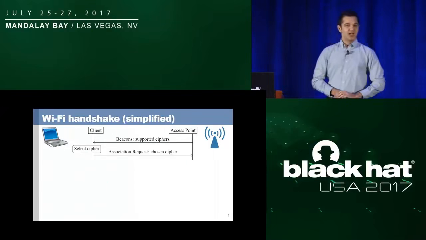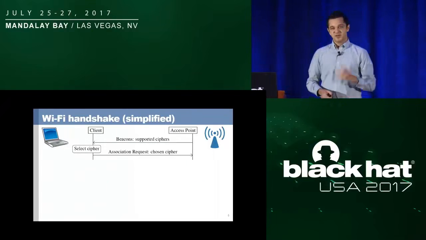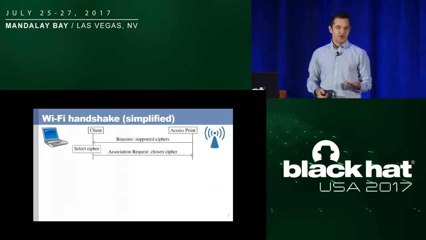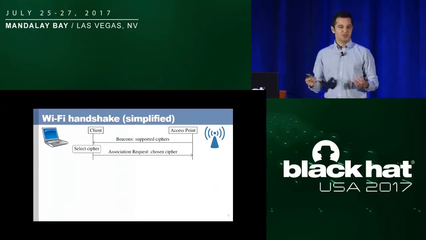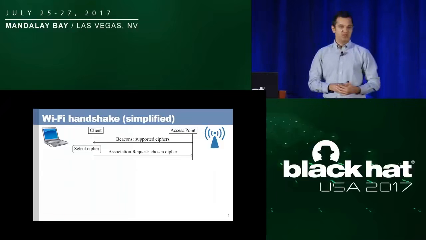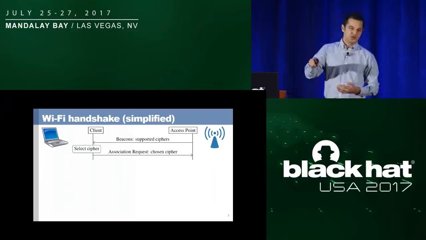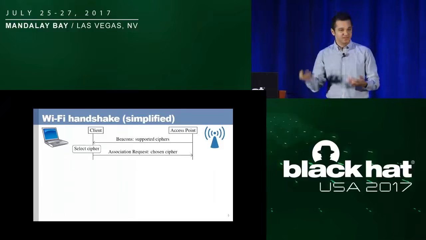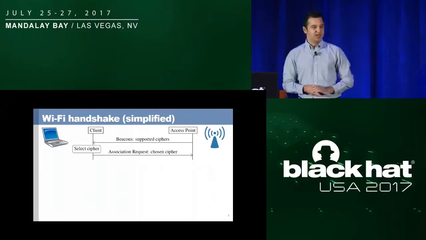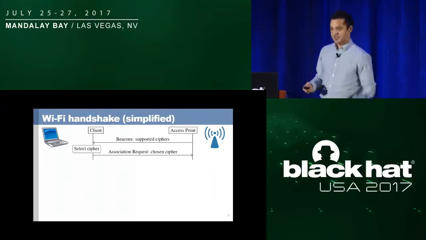Okay, so how does the Wi-Fi handshake actually work? In the first stage of the handshake, we are basically going to discover nearby networks. And this is traditionally done by the access points, which constantly transmit beacons, which announce the presence of a network. The client monitors for these beacons, and when it has found a network it wants to join, it will decide which cipher it wants to use, and then it will send an association request to the access point that is basically saying, hey, I want to connect to this access point.